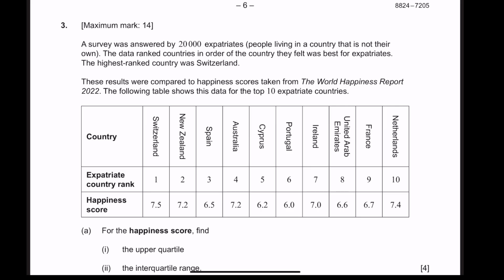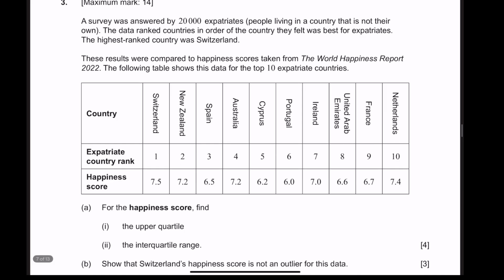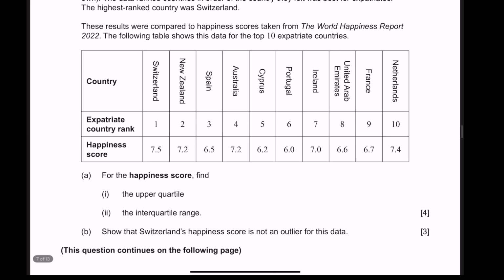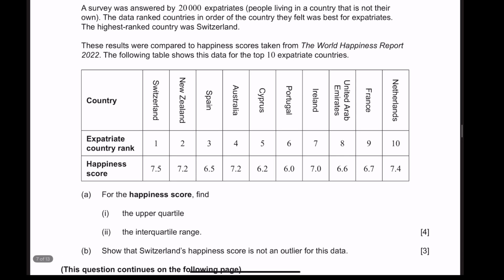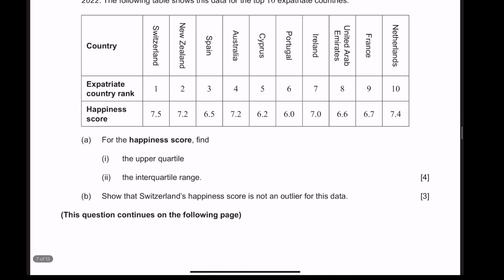So a survey was answered by 2000 expatriates. Okay. So this was the result, like the country, expatriate rank and the happiness score, right? For the happiness score, we have to find the upper quartile and interquartile range. Alright, so we can use our TI directly for this question. So let me show you how it's done.